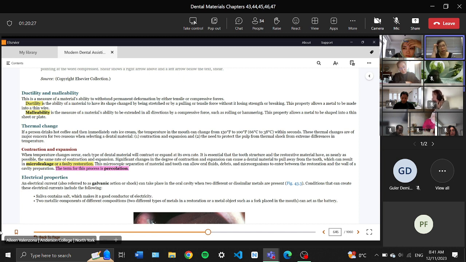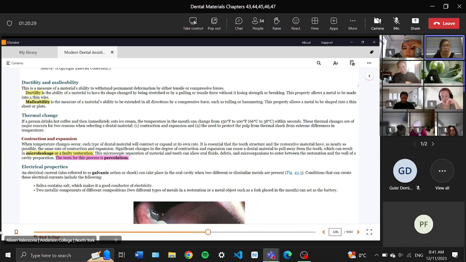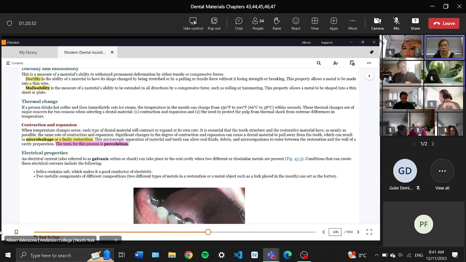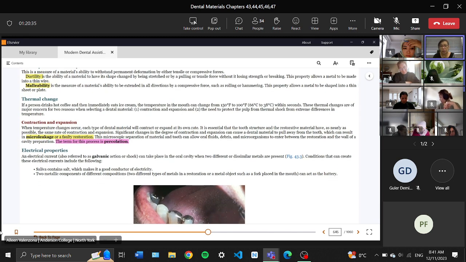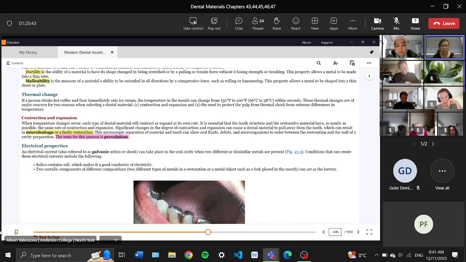Okay, so now contraction and expansion. When temperature changes, each type of material will contract or expand. It is essential that tooth structure and the restorative material have, as nearly as possible, the same rate of contraction and expansion. Significant changes in the degree of contraction and expansion can cause a dental material to pull away from the tooth, which can result in microleakage or faulty restorations because, of course, they pop. This microscopic separation of material and tooth can allow oral fluids, debris, and microorganisms to enter between the restoration and the wall of the cavity preparation.